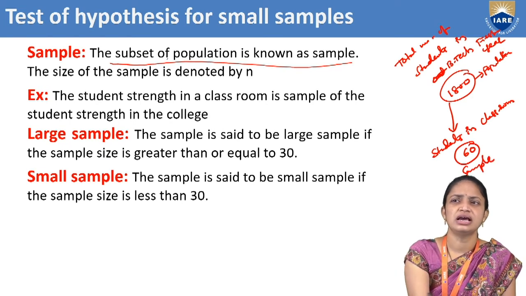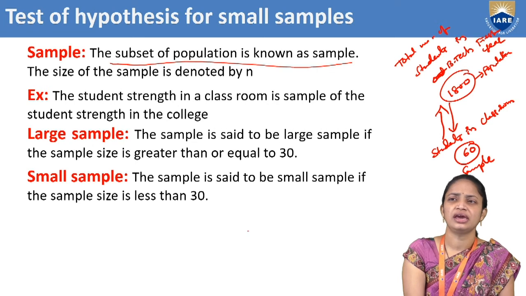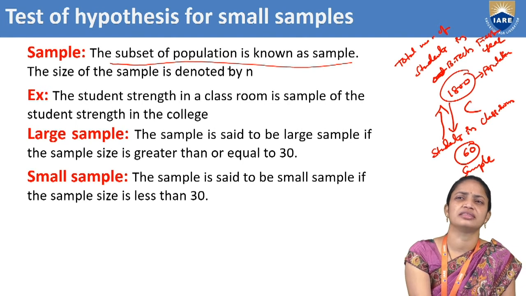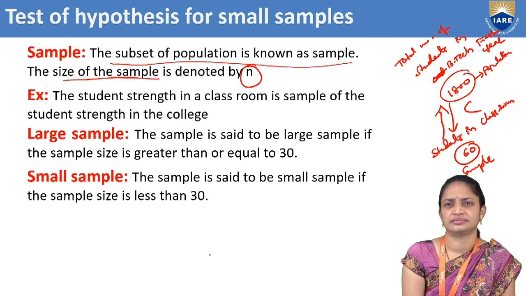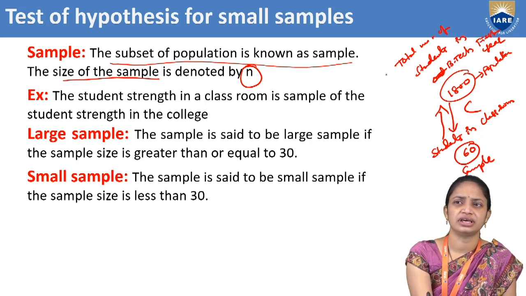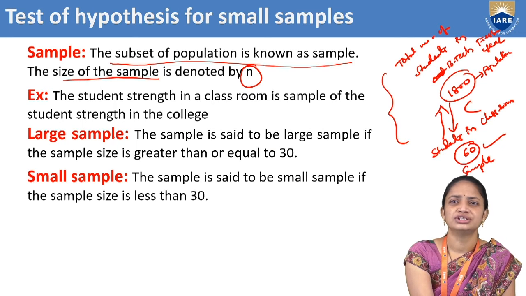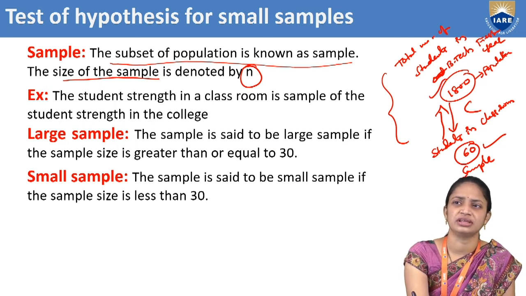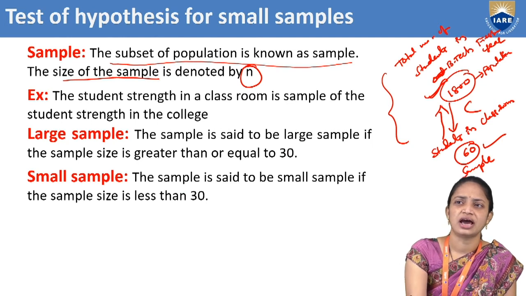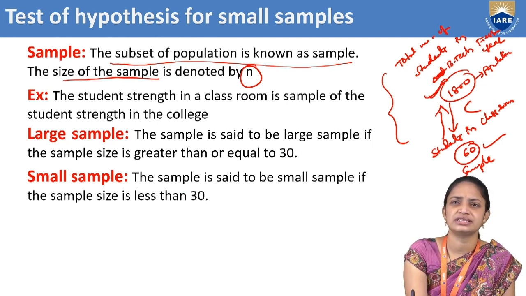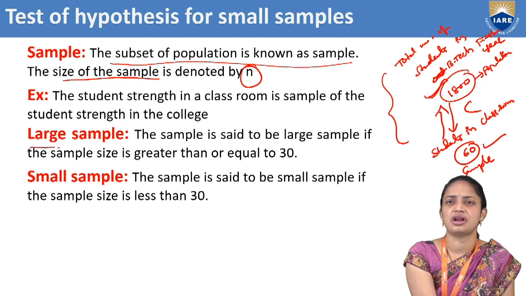So what is a sample? A sample is nothing but a subset of the population. The subset or part of the population is known as sample. The sample size is denoted with small n. For example, as we already took, the students' strength in a classroom is a sample of the students' strength in college. The student strength in college, 1800, is the population. Here 60 is the sample.